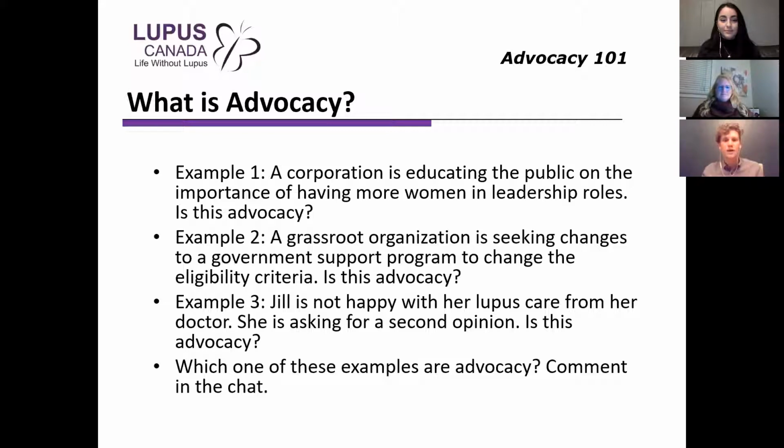So example 1 is, a corporation is educating the public on the importance of having more women in leadership roles. Is this considered advocacy? Example 2, a grassroots organization is seeking changes to a government support program to change the eligibility criteria. Is this considered advocacy? Example 3, Jill is not happy with her lupus care from her doctor. She is asking for a second opinion. Is this considered advocacy? So take a second, kind of ponder that and put in the comments or in the chat section, which one of those examples do you think is advocacy? 1, 2, or 3?